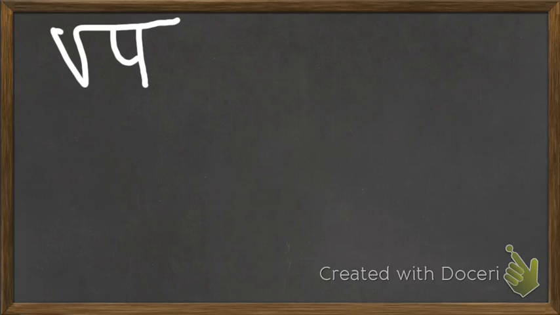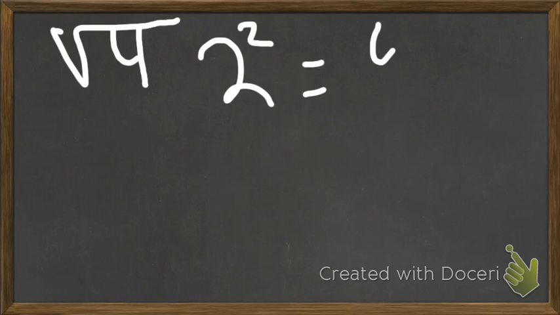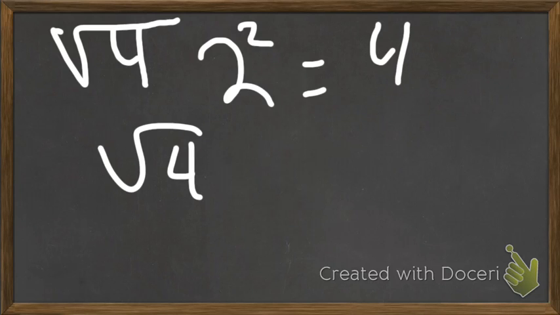So let's try. 1 squared equals 1. 2 squared equals 4. Therefore, the square root of 4 equals 2.